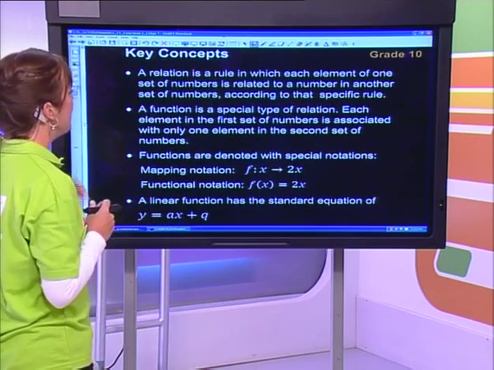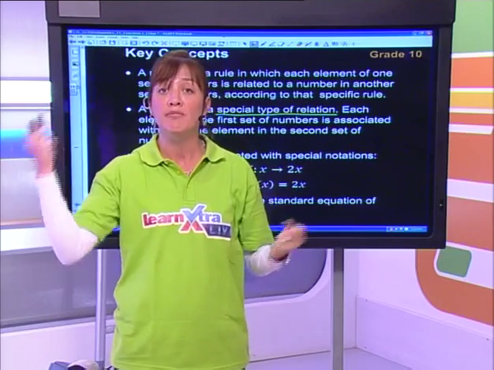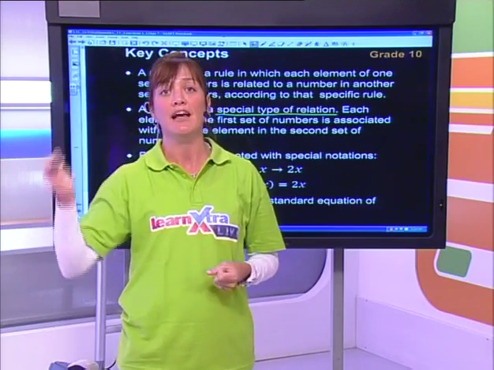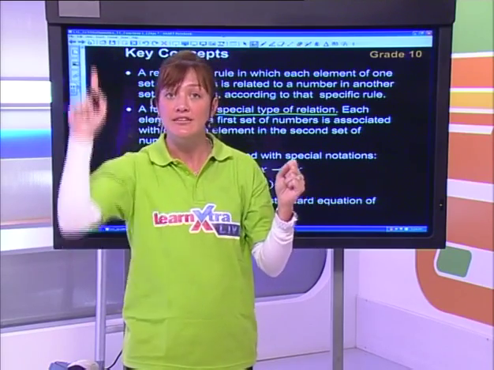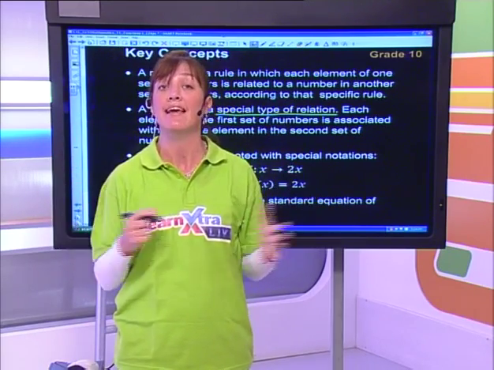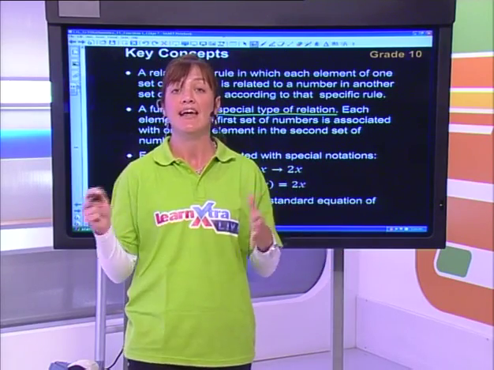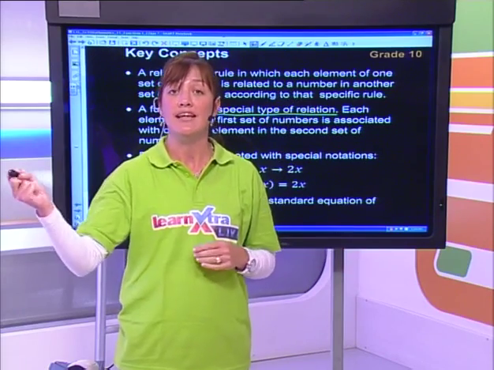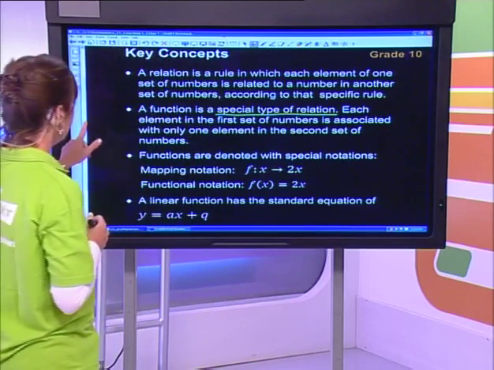When we talk about a function, it is a special type of relation. A function is where every value for x will only ever be related to one value for y. You will never have a value for x related to two values for y if it is a function. So that's what a function is. It's a special type of relation, where one x value is only ever connected to one y value.